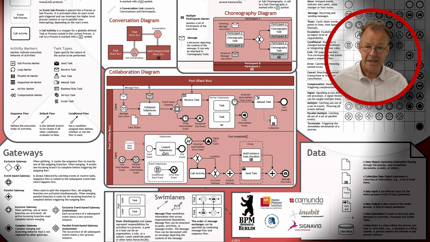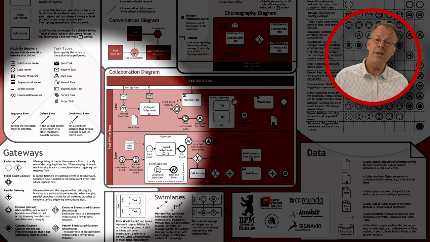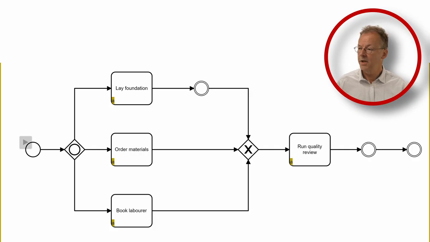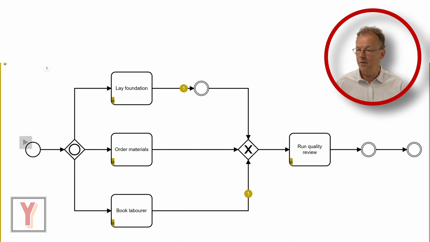In BPMN, the multi-merge is easily implemented by a joining exclusive gateway. So here in our BPMN simulation, we have activated the top and the bottom branch and not the middle one for demonstration purposes. And after book laborer has finished, we run the quality review on this. And then lay foundation comes next and we run the quality review again.